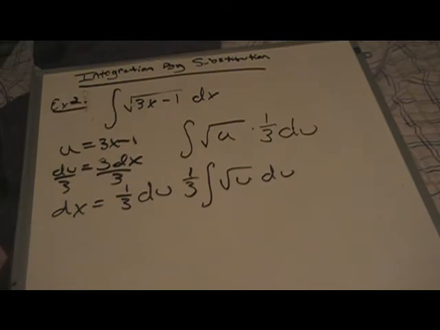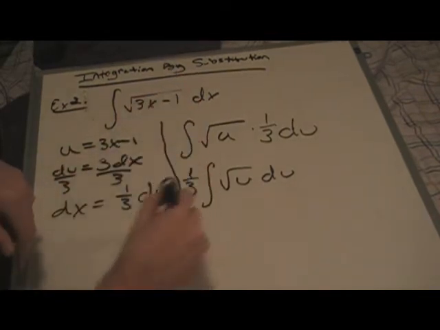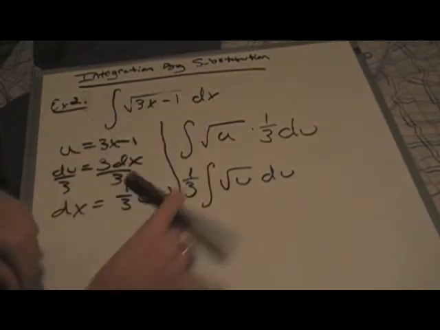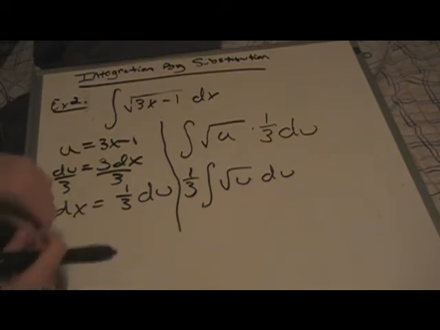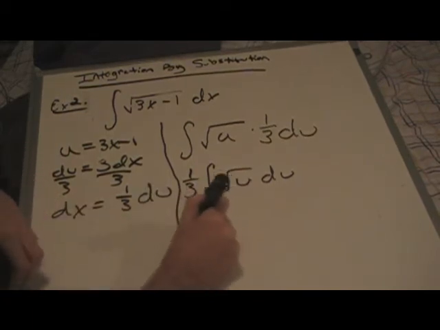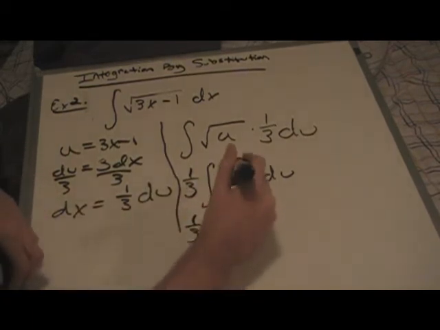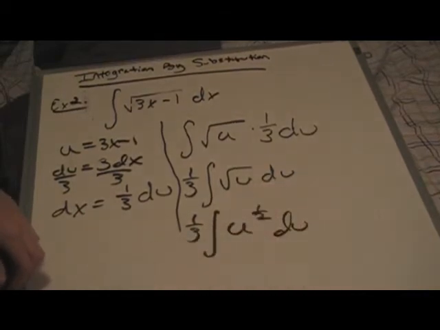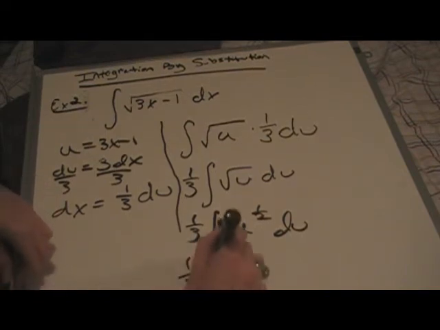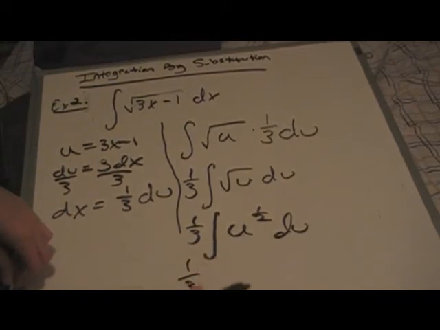Now that we have this, we can simply solve this integral because it's a very familiar function. All we have to do is change it into a power rule, and we'll be on our way. So keep everything here, and we're going to change it to u to the 1/2 du. And very, very easy now. 1/3 times the integral. Actually, we'll just go right from here.